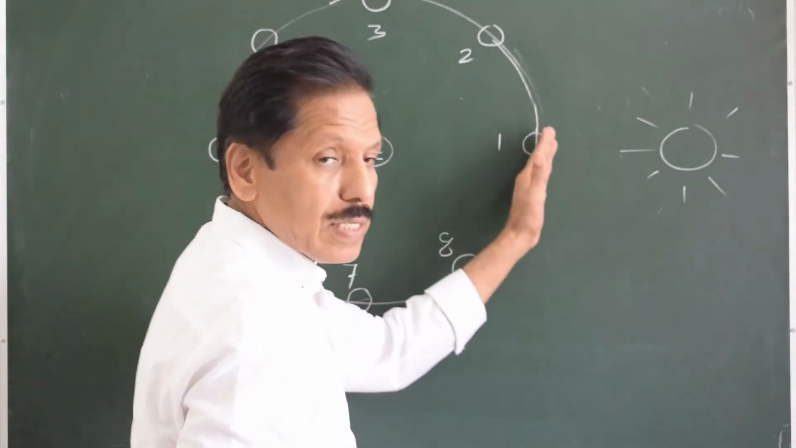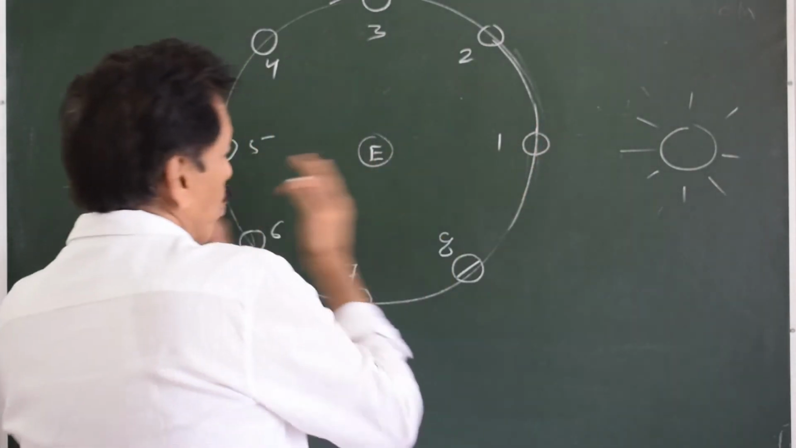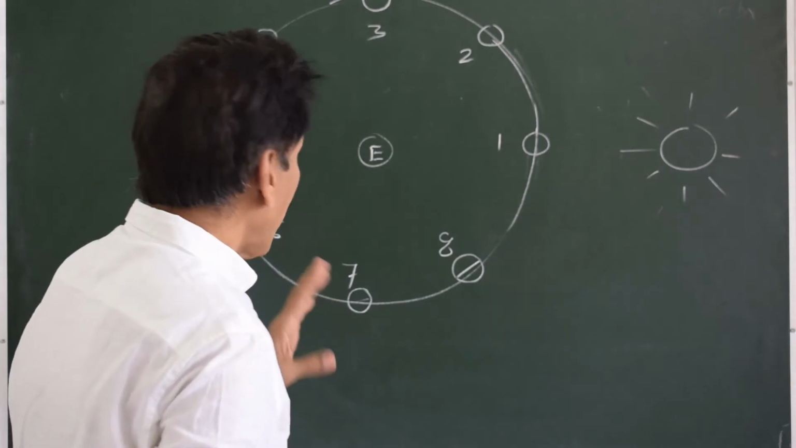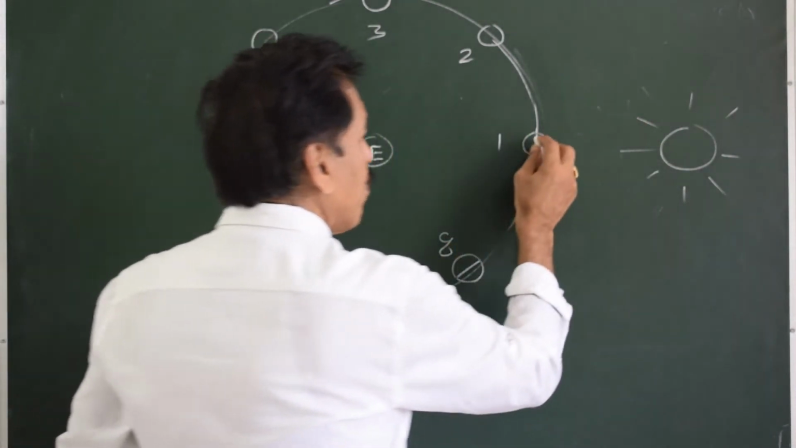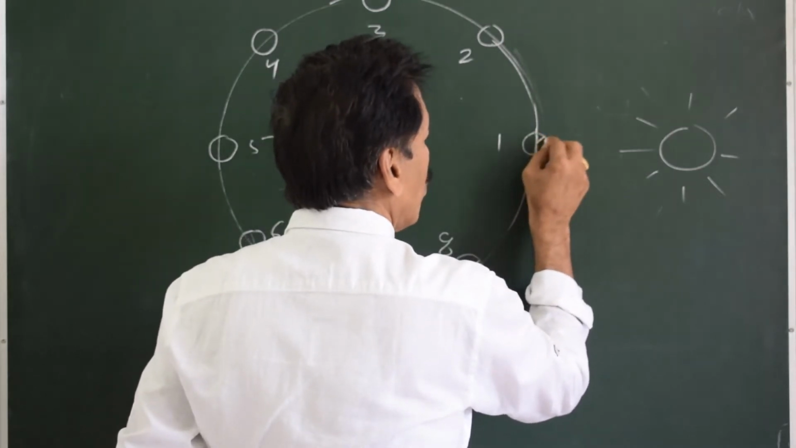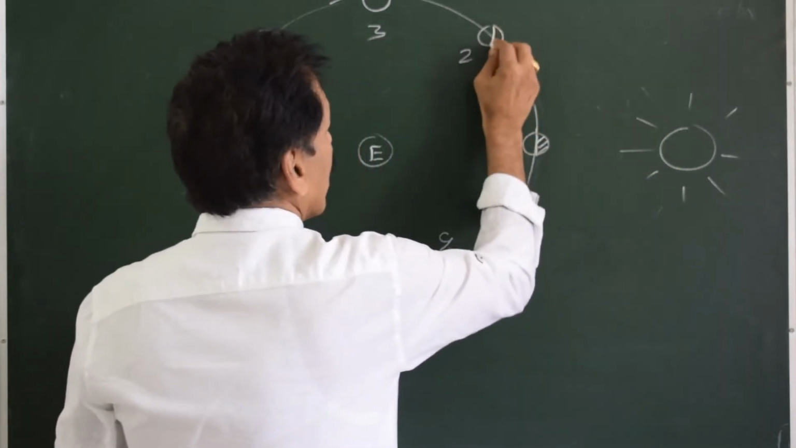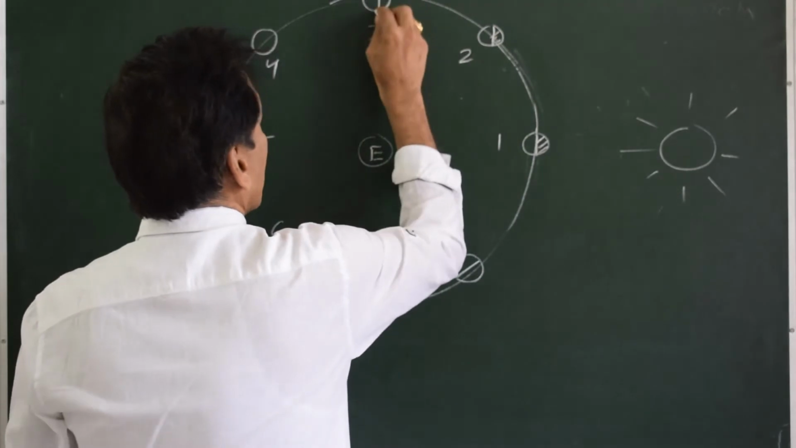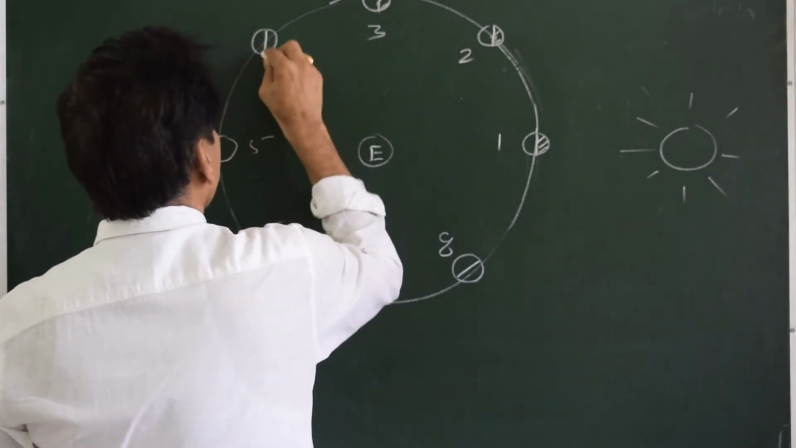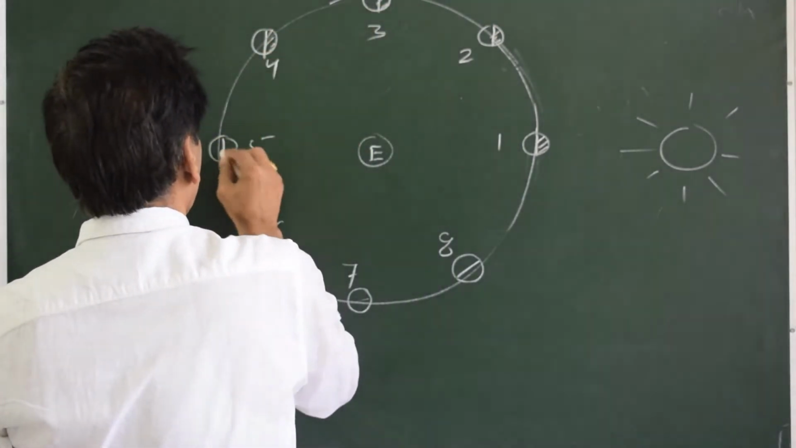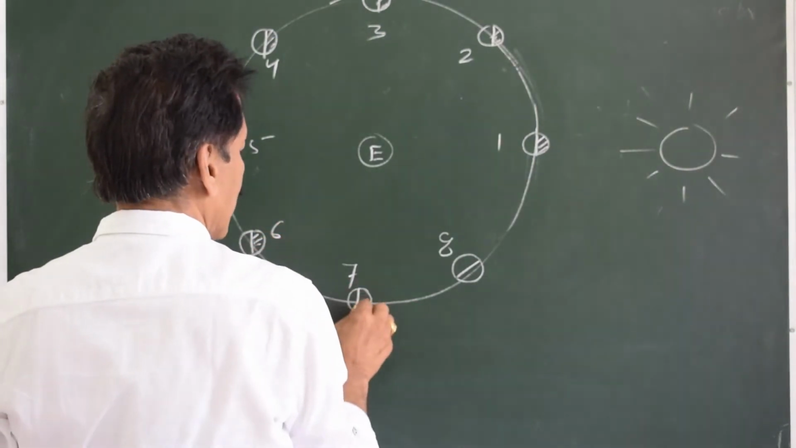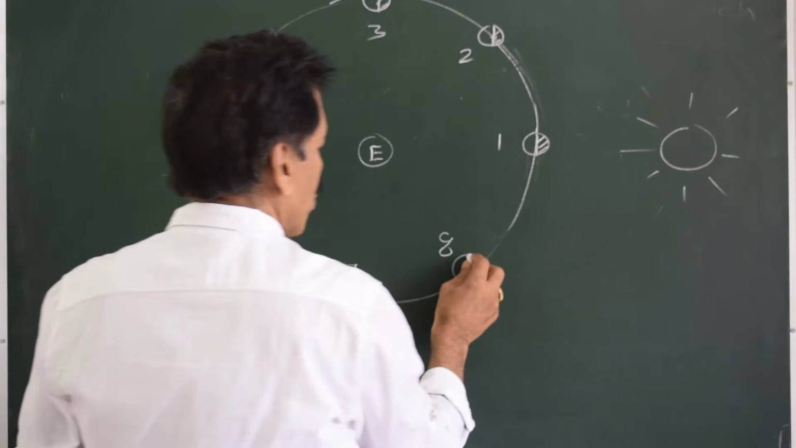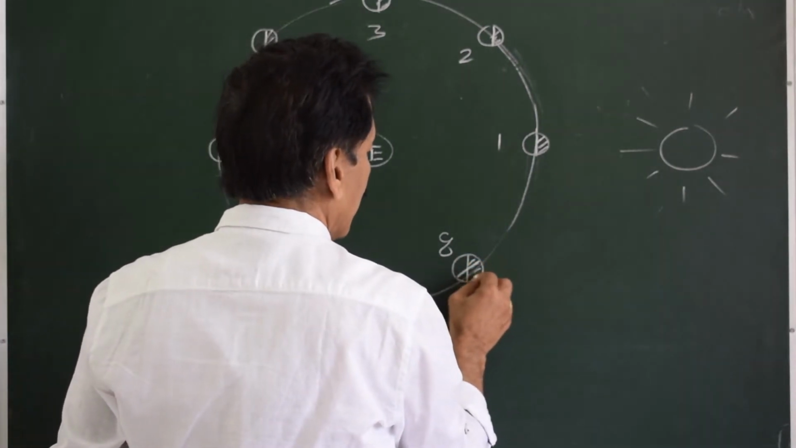From Earth, what we can say is that 50% of the moon faces the Earth. And if you look at the moon and the sun, then 50% of the moon which is facing the sun is lit. I will show it like this. And the other 50% which does not face the sun is unlit.